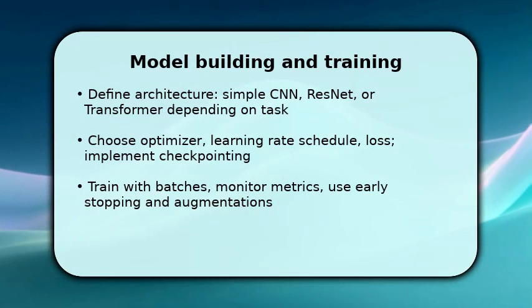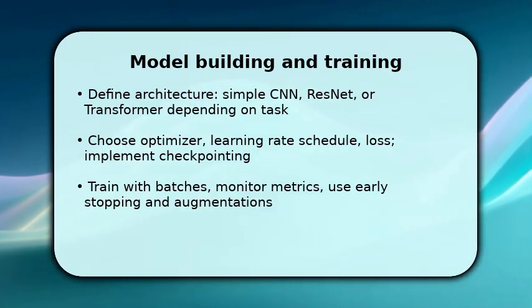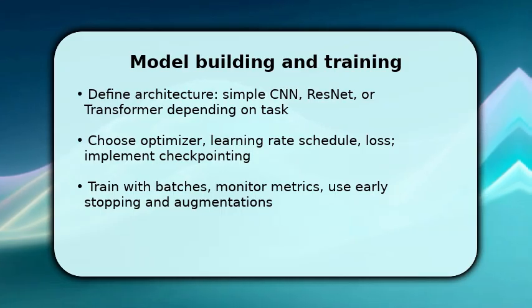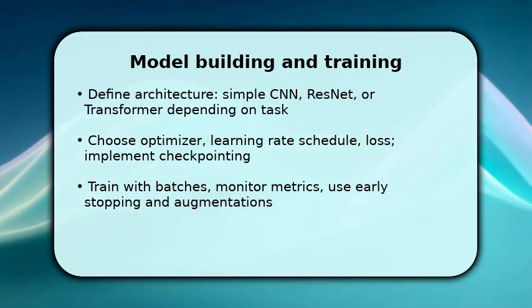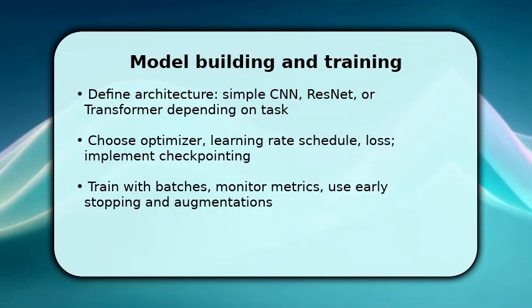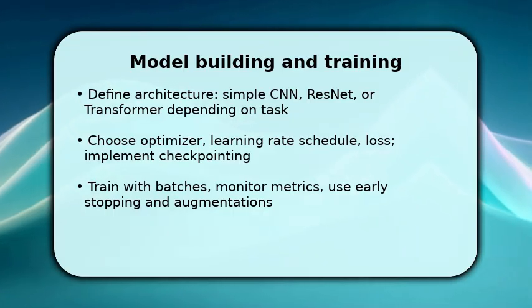You will define a clear model architecture matching your task. For images, start with a small CNN; for sequences, a transformer or LSTM. Then choose optimizer and loss. Adam with weight decay is a strong default, and set a learning rate schedule to avoid plateaus.